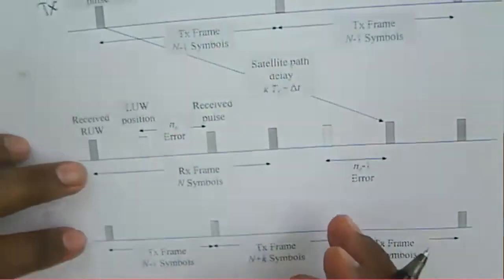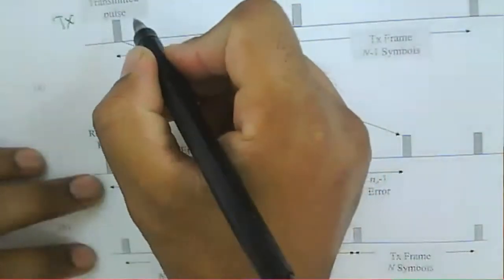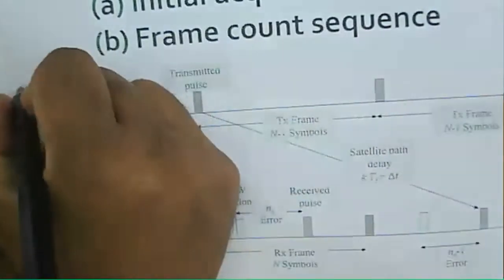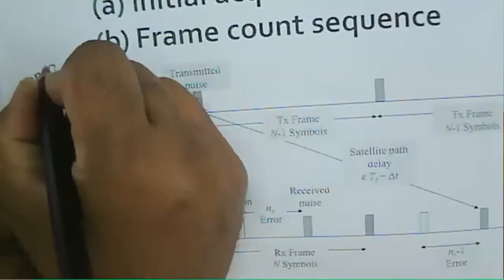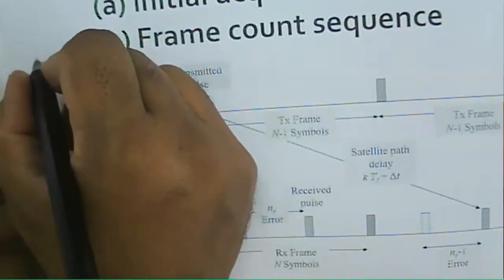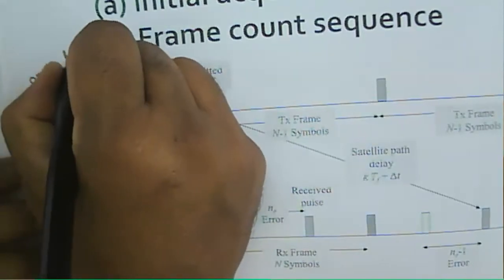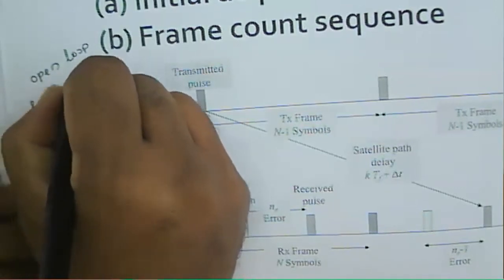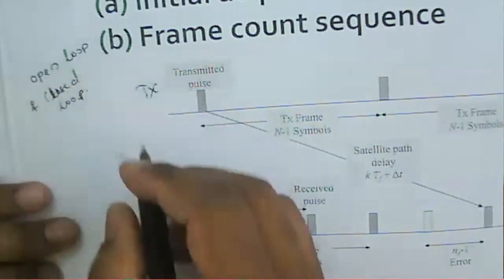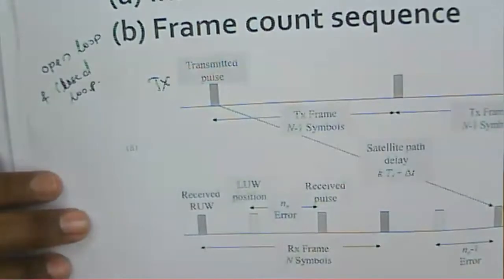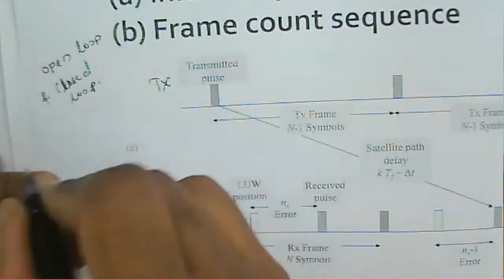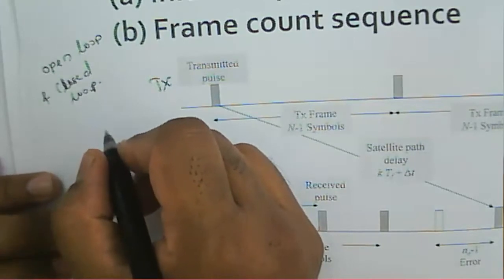That acquisition or synchronization can be done by two different methods: open loop synchronization, or you can say open loop acquisition, and closed loop acquisition. Okay, that is about acquisition. There are open loop acquisition and closed loop acquisition methods.